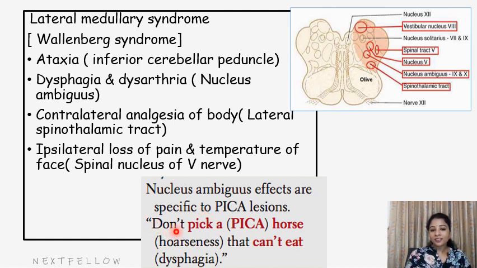The abbreviation is: don't pick a horse that can't eat. Pick is PICA, posterior inferior cerebellar artery, horse means hoarseness of voice, can't eat means dysphagia. So this is how you can remember lateral medullary syndrome. That's how we completed the medulla today with external features, internal features, blood supply and clinical aspects. Thank you.